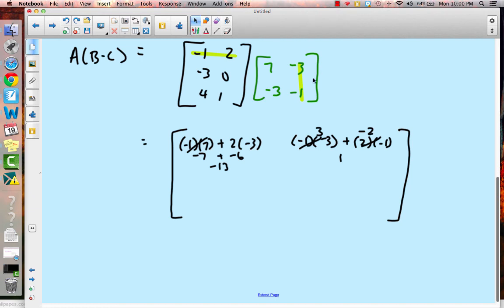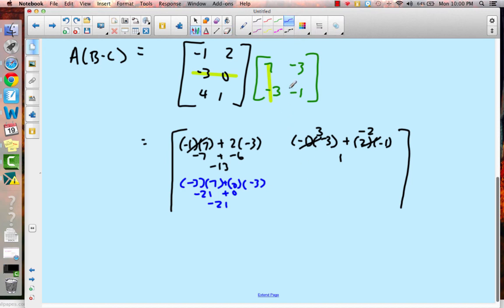And now we've done all the columns, so we move to the second row. So second row, first column. Okay, I'm going to do that in another color. So we get negative 3 times 7, and then plus 0 times negative 3. And that gets us negative 21 plus 0, which is just negative 21. And this might take you some space, so just make sure you prepare yourself to get some room. And then for second row, second column, we get negative 3 times negative 3 plus 0 times negative 1. So we get positive 9 plus 0, which is just 9.